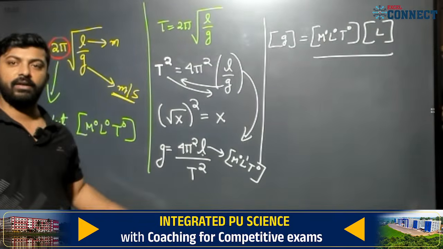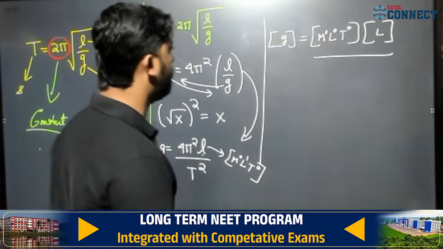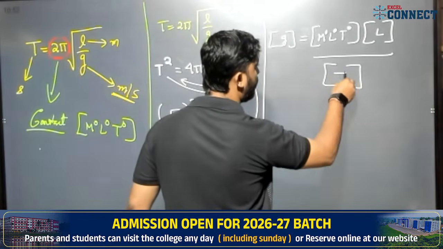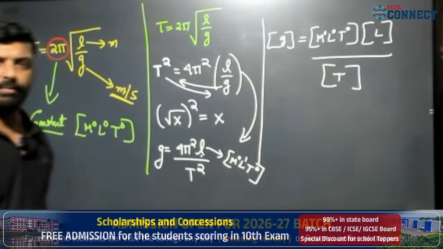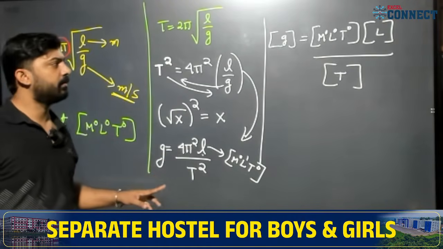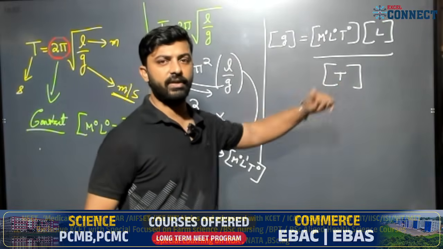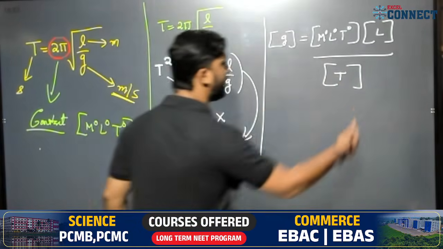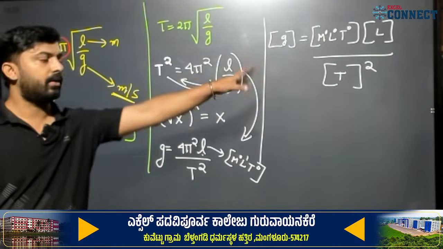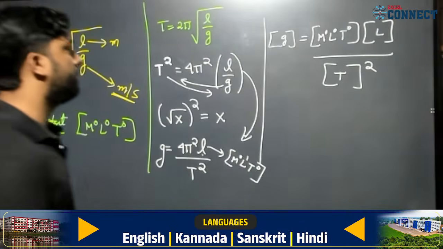Next, divided by T square. What is T? Time period. It is just a time. So what is the dimension of time period? It is just T. What is the dimension of T? The dimension of time period is just T. Here we have a square, so let us square it. Here also there is a square, so we must square it there too. Clear? Now solve this.